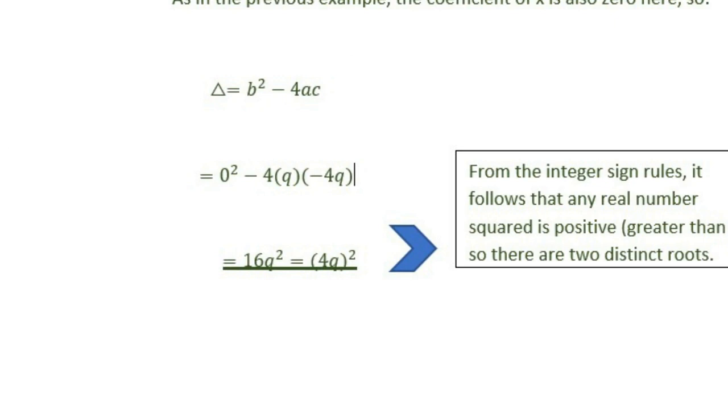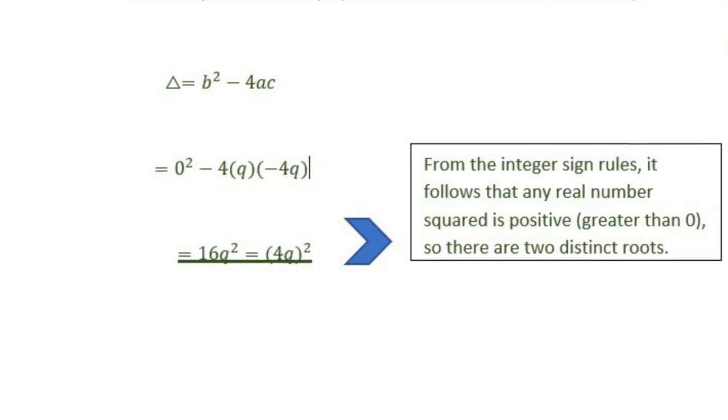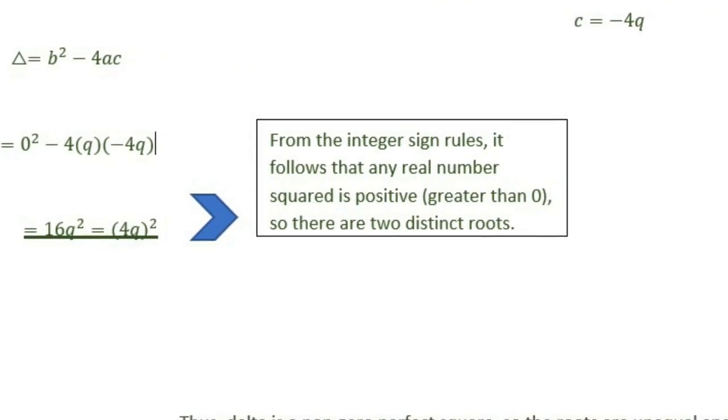b squared becomes 0 squared. Negative 4 times a times c becomes negative 4 times q times negative 4q. The two negatives times to give a positive. 4 times 4, of course, is 16, and q times q is q squared. But that can be written as 4q in brackets squared, since 4q times itself would give delta in this case, which is 16q squared. So we have a perfect square here, and from integer sign rules it follows that any real number squared is positive or greater than 0.